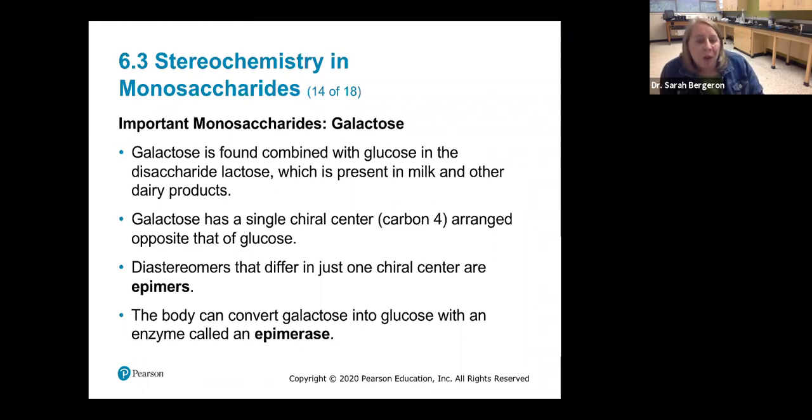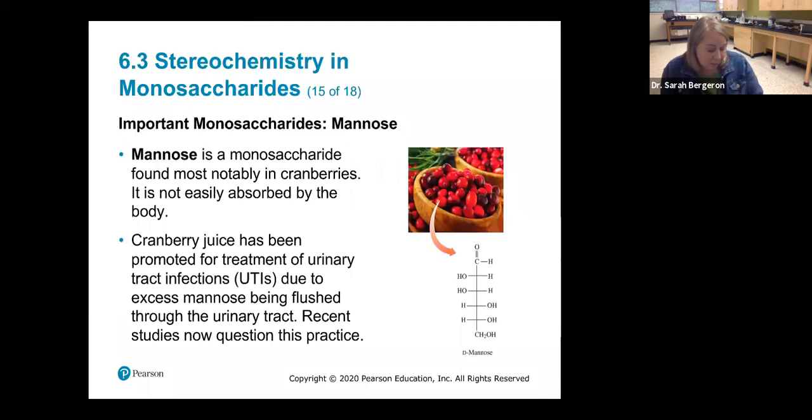So when we're talking about different molecules that differ in just one chiral center, like galactose and glucose, we call those epimers. And so the body can actually take an epimer, so galactose is an epimer, and convert it into glucose with an enzyme, and then we can survive off of galactose, right? But you need that extra enzyme.